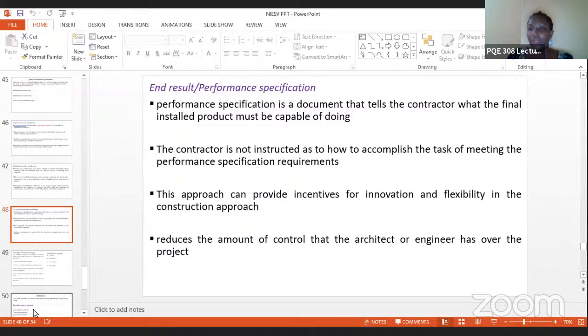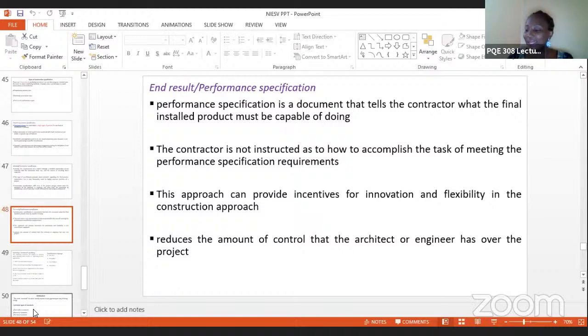For example, you just tell the contractor that, okay, I want maybe a pumping system that can pump maybe 300 gallons of water per minute, and you just give him, this is what I want. He should go and sort it out. You're only interested in the end result. You're only interested in the performance that you are looking for.